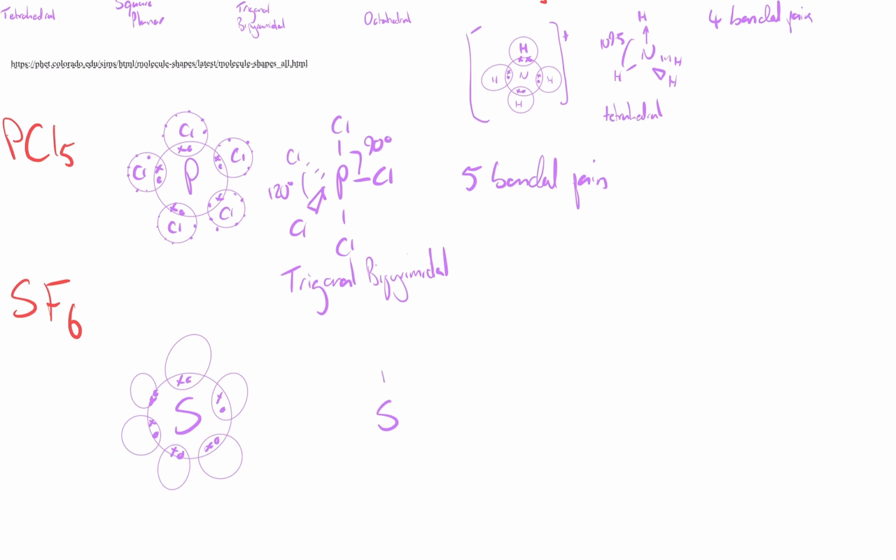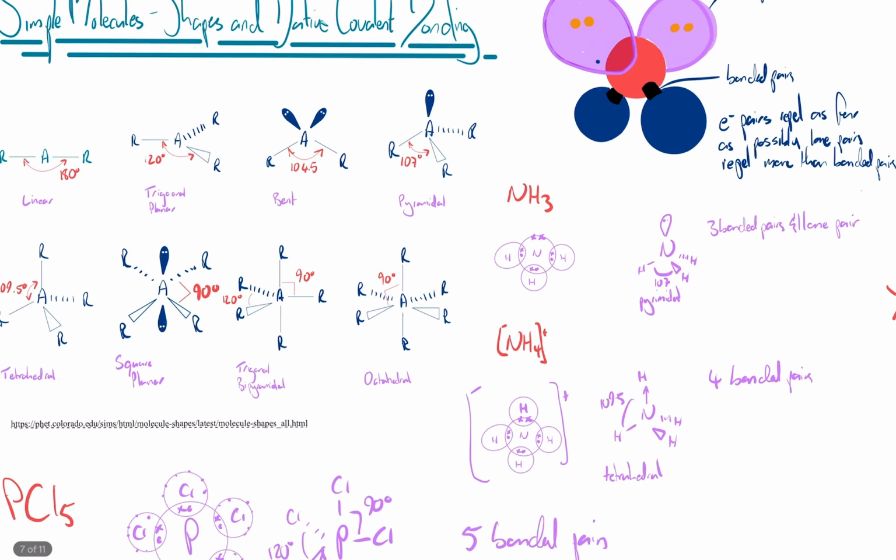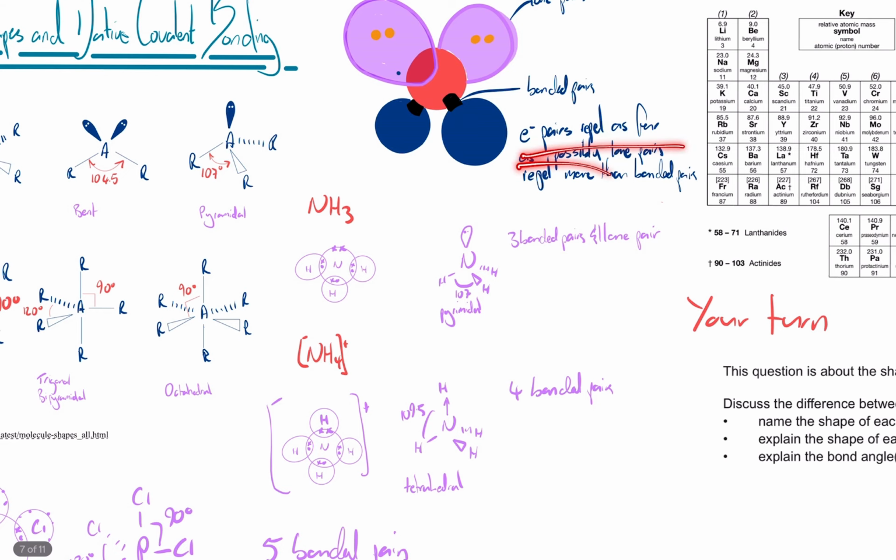So S goes straight up, straight down. F. Perfect. Octahedral. Six bonded pairs. And then we've got the spiel here, haven't we? Electron pairs repel as far as possible.